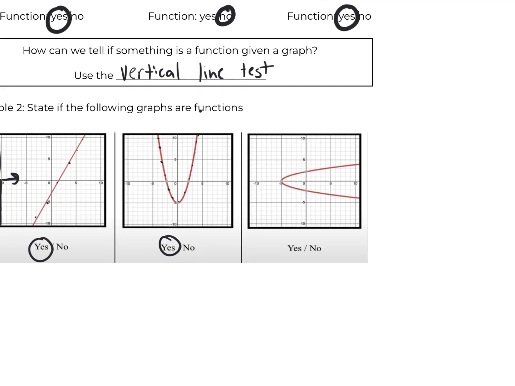Now, as we move on to this third one, this right opening parabola, you'll notice that as I move my pencil from left to right, at -5 it only touches once, but as you move from left to right, it starts to touch in more than one spot at the same time with the same x value. So therefore, it does not pass the vertical line test, and it is not a function.